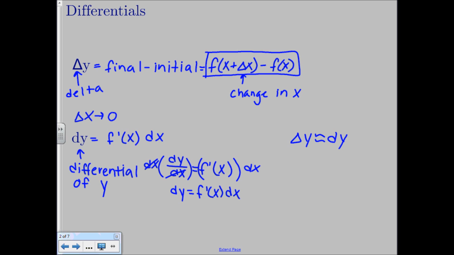And as that delta x goes to 0, your delta y and your dy are going to approximately equal each other. So in other words, as you let your change in x get smaller and smaller and smaller, eventually your delta y and your dy are going to be about the same value, which is how they're connected to each other.